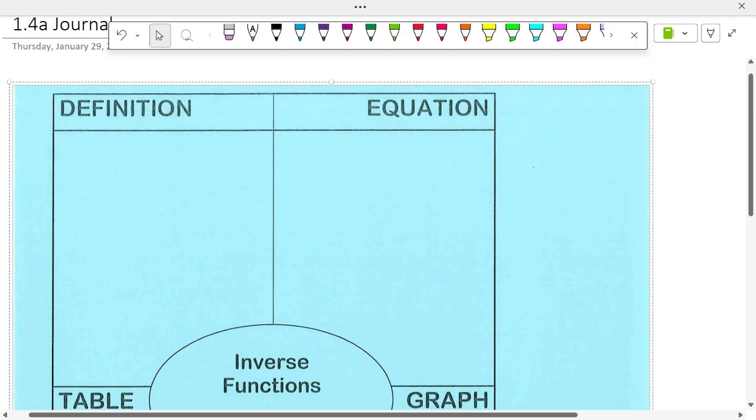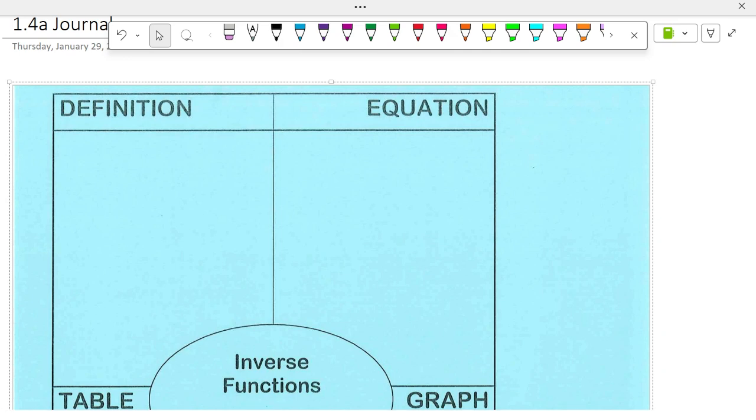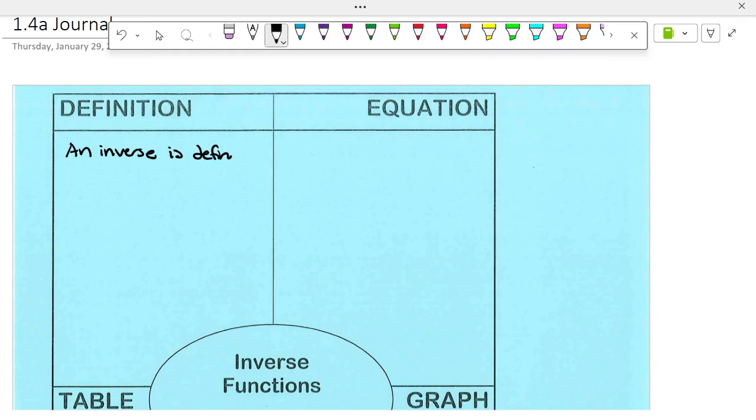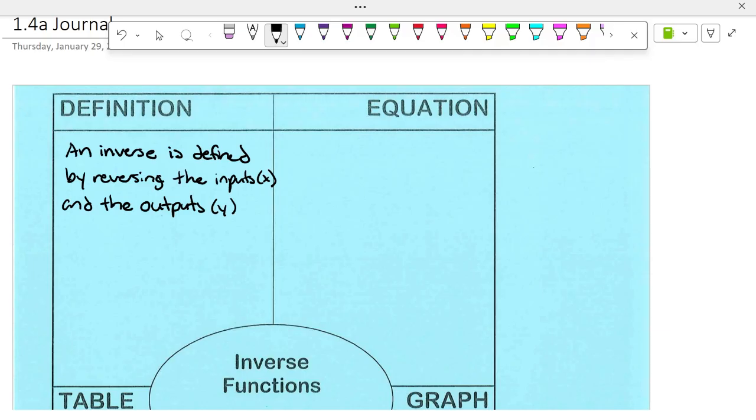So first, we're just going to review what we already know. First off, the definition of an inverse. An inverse is defined by reversing the inputs, so it's the x value, and the outputs, that's the y value of a function.